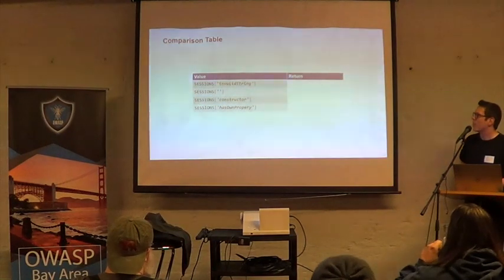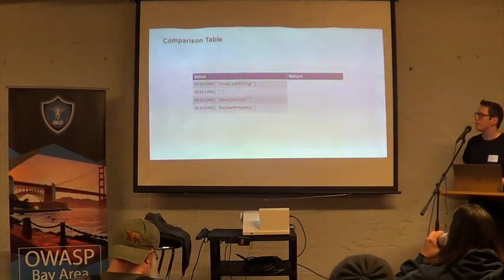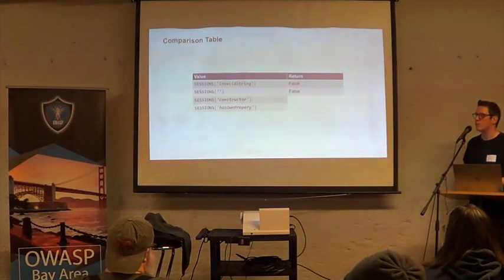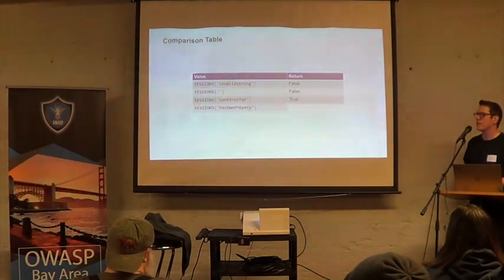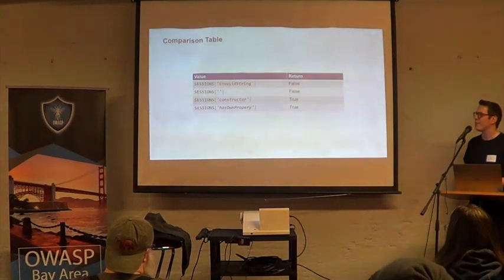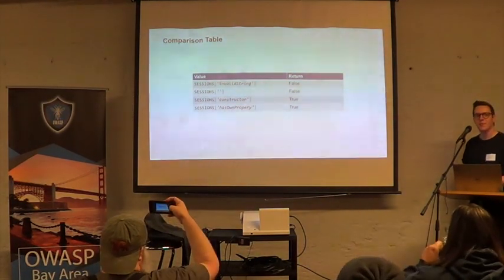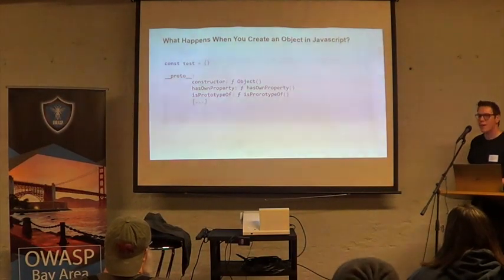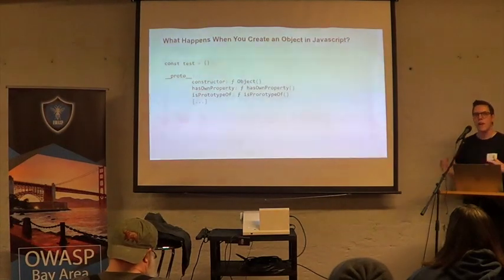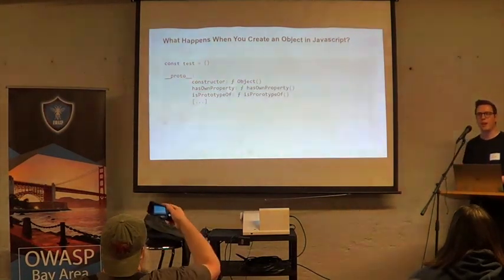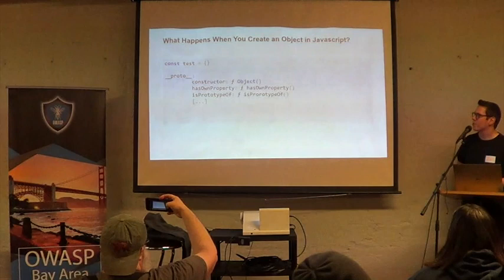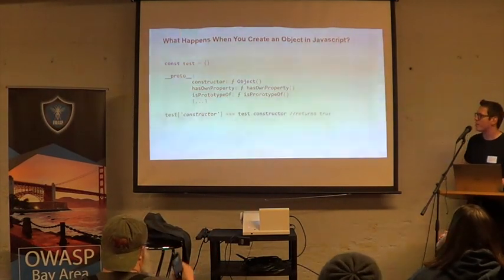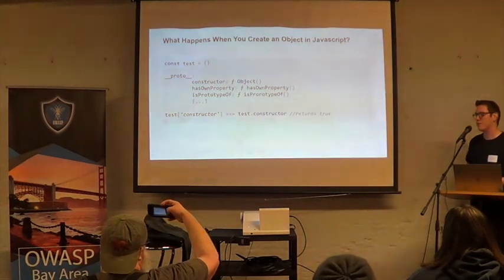So let's take a look at this comparison table. So if we have an invalid string, it's going to return false. If we have an empty string, also false. Then if we include constructor, it's true. If we include hasOwnProperty, it's also true. So the reason why is that the objects inherit from the base object, the base properties. So it has prototypes. It has constructor, hasOwnProperty and isTypeOf. And obviously, if you set test.constructor equals to test.constructor, that's true.